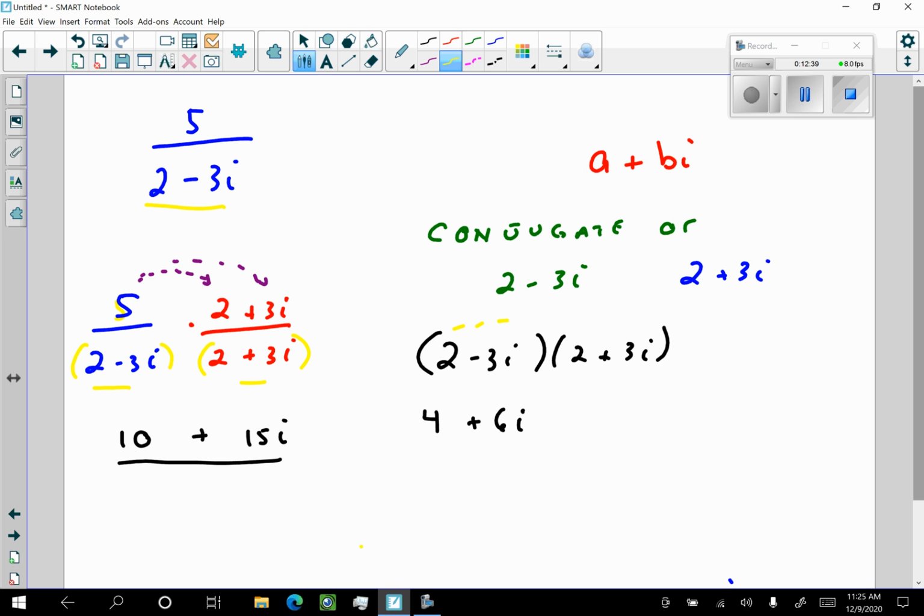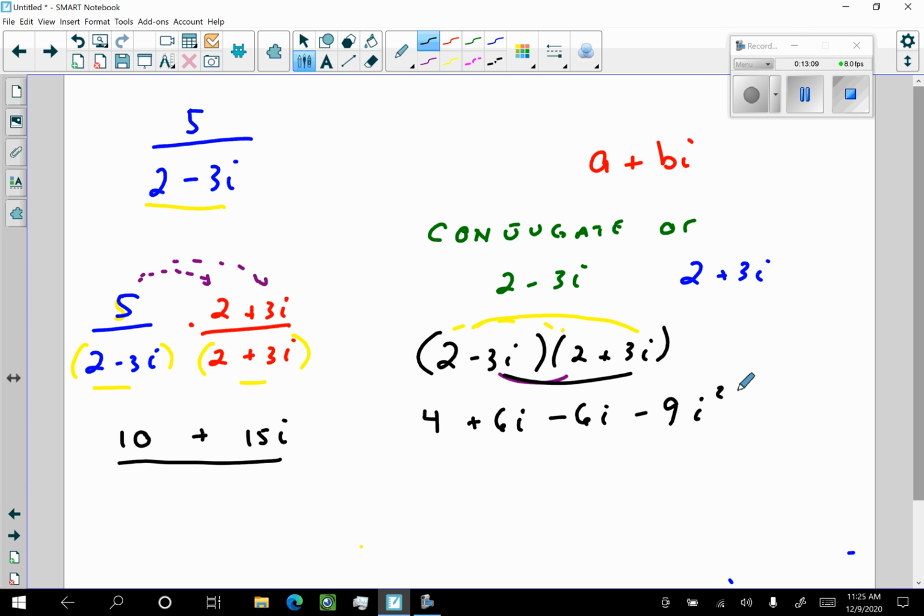Now I'm going to go to the inside terms. Negative 3i times 2 will give me negative 6i. And now I'm going to go negative 3i times positive 3i. And what's that going to be? Negative 9. 3 times 3, negative times positive is negative. 3 times 3 is 9. i times i is i squared.